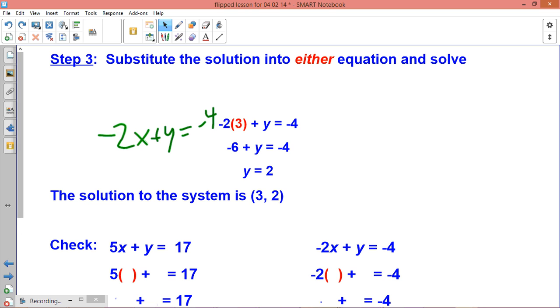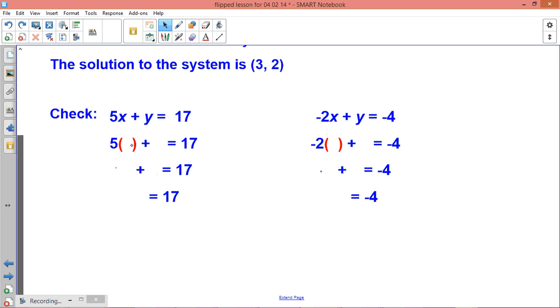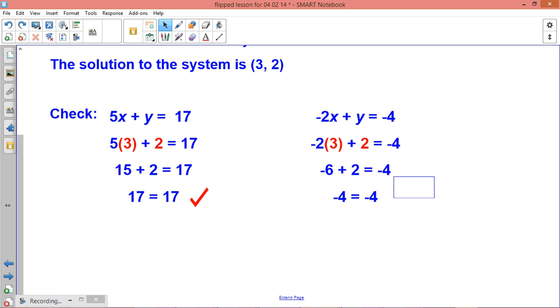Now I need to check both sides. 3 in for x, 2 in for y. 5 times 3 is 15, plus 2. Does that equal 17? It sure does. I'm done. Plug 3, 2 in for the next one. 3 in for x, 2 in for y. Negative 6 plus 2. Does that equal negative 4? It sure does. Oh, where'd my check mark go? It's there. Yay, I'm done.